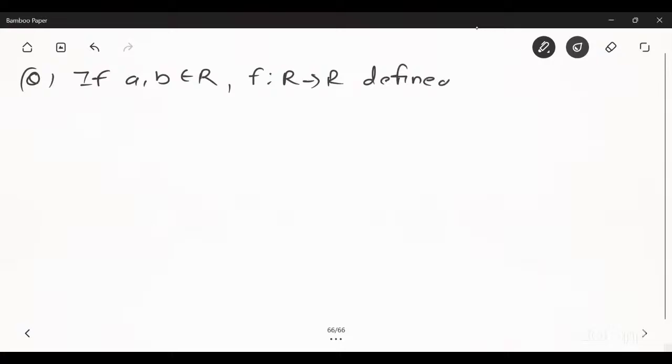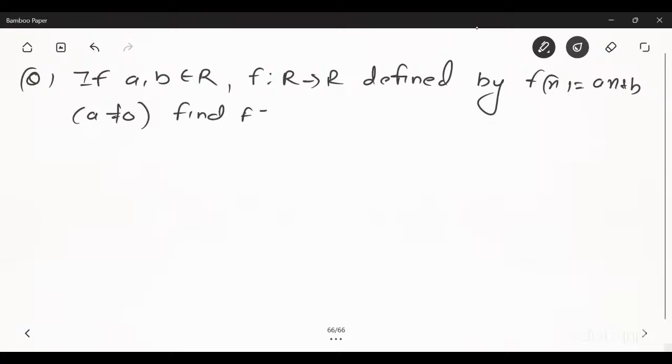Now write the second question. If a, b belongs to R and f is from R to R, defined by f of x is equal to ax plus b, where a does not equal 0, then find f inverse.